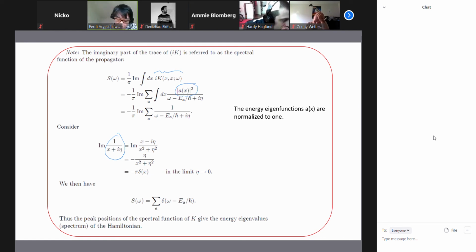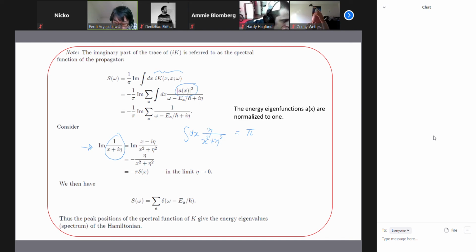So we say that this expression here is equal to minus eta divided by x squared plus eta squared. So if we take the limit of eta goes to 0, that is just a delta function. So the integral of eta divided by x squared plus eta squared is equal to pi. So this could be a good exercise to use the Cauchy theorem here.